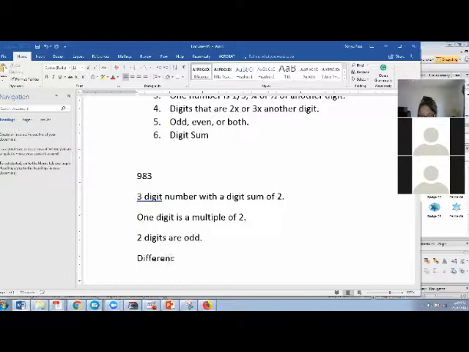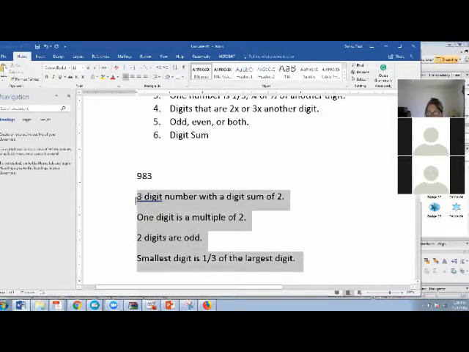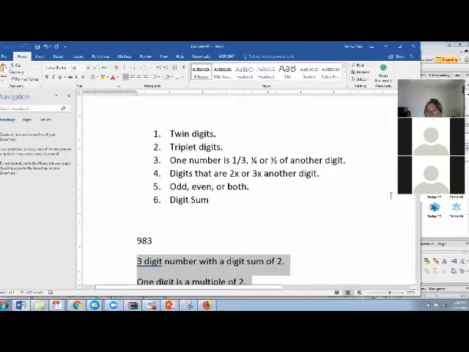We could do the difference between the largest and smallest. One digit is a third of the other one. So the smallest digit is one third of the largest digit. Okay, so do we have to follow the 6 rules that you listed, or can we create our own? No, you come up with anything you want. I'm just giving ideas for clues.